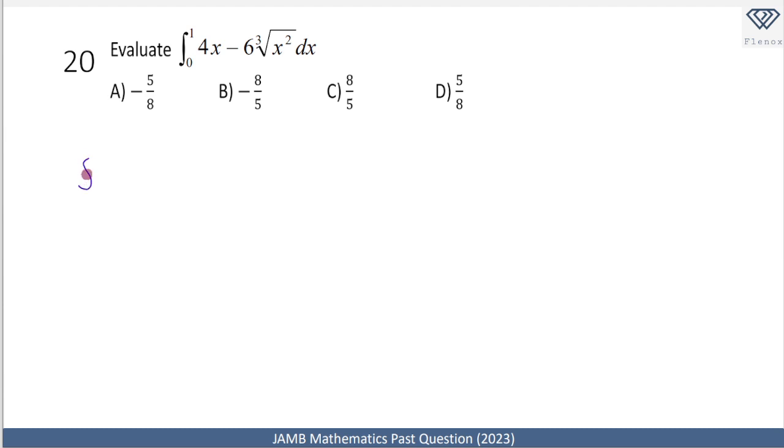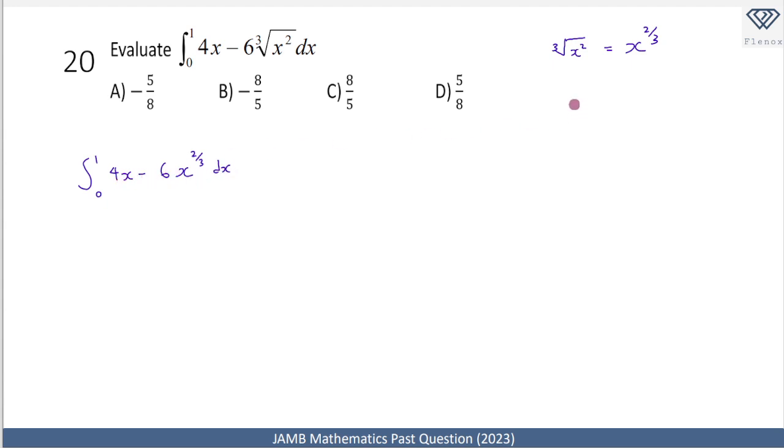So we have the integral from 1 to 0 of 4x minus 6. Let's try to rewrite this. When you have the cubic root of x squared, from your law of indices, this is the same thing as saying x to the power of 2 over 3. So I can write this as x to the power of 2 over 3 dx. Now I can apply my integration to each of these terms.